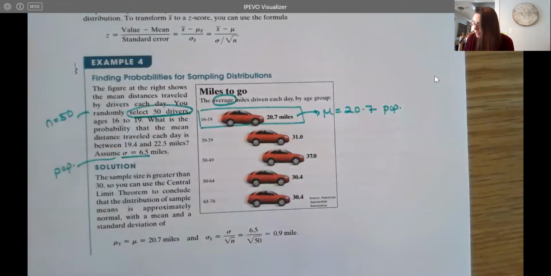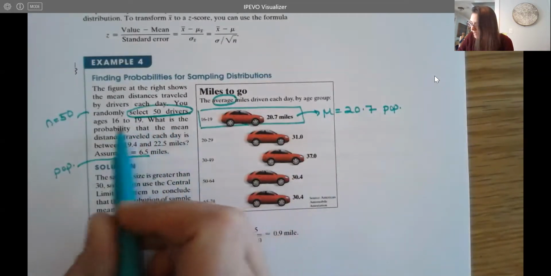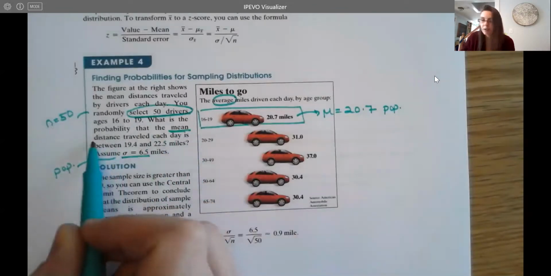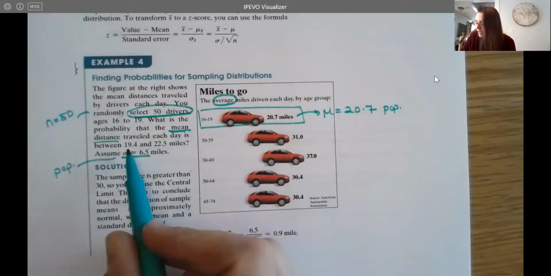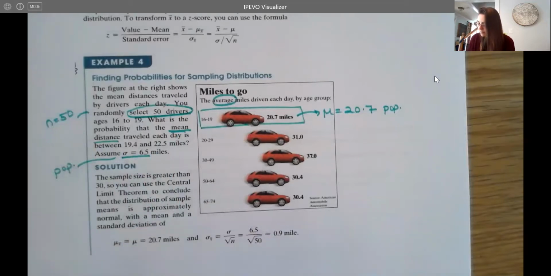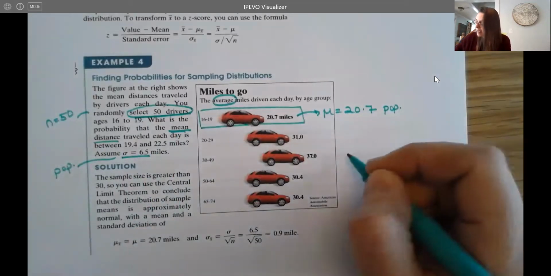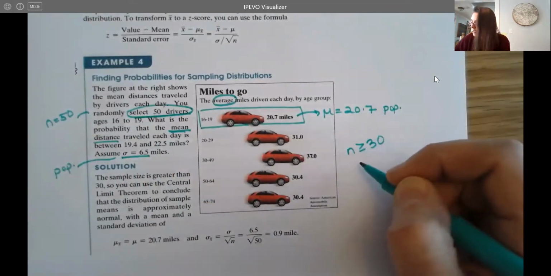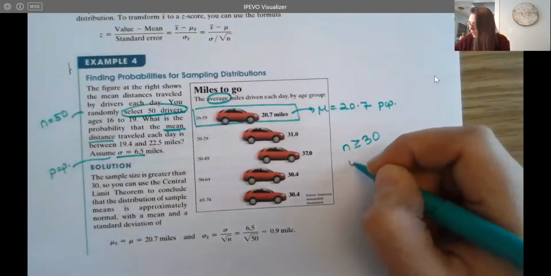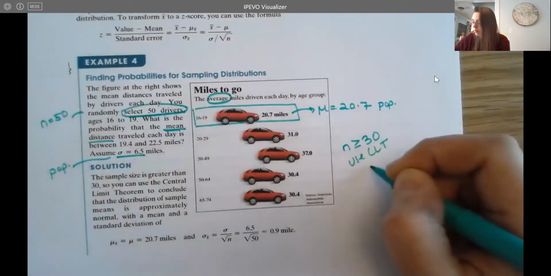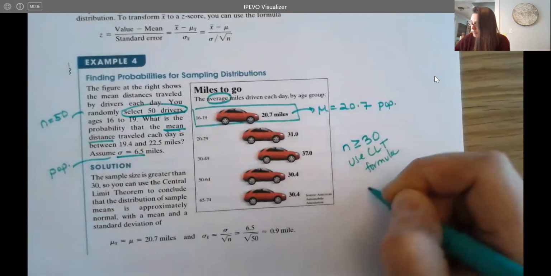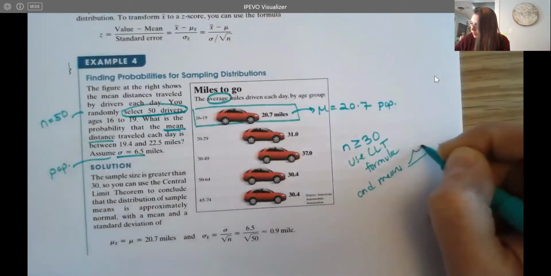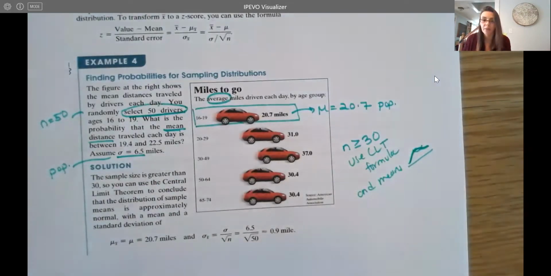And we're looking for a probability here. What is the probability that the mean distance traveled? So again, we're not looking at just distance traveled. The mean distance traveled, so everything is in means, is between 19.4 and 22.5 miles. Now, my n is greater than or equal to 30 here. So what this tells me is that for my samples, it's totally fine to use the central limit theorem formulas. And that means my means will also be bell-shaped as well.